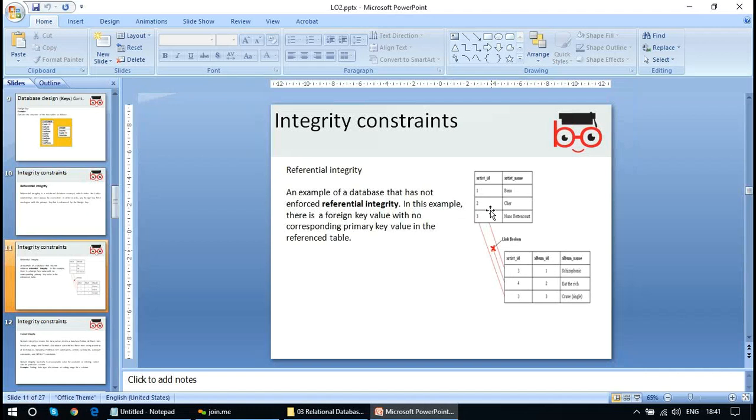Like every key you are going to refer to, let's say 1, 2, 3, let's say artist ID. When the values used are 1, 2, 3, at any point you cannot use a 4, because artist ID number 4 does not exist in the other table. Then referential integrity is violated, so you need to take care about this.